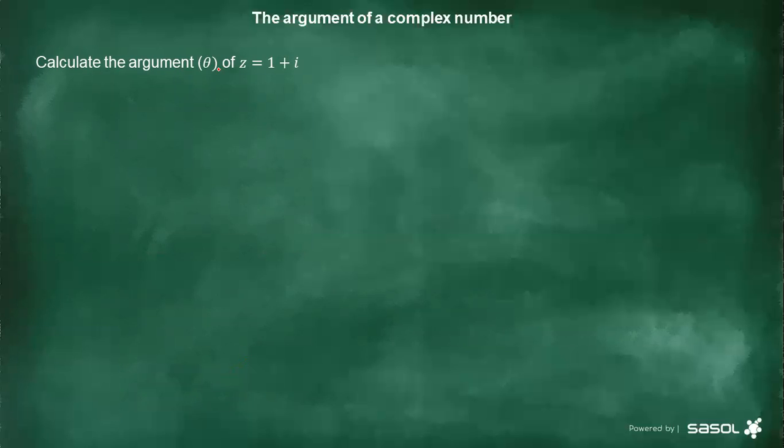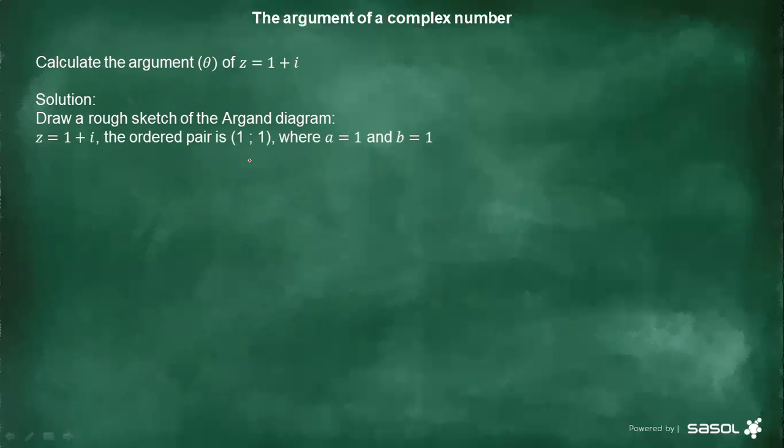Calculate the argument theta of the complex number 1 plus i. Solution. Before you can calculate the argument, you need to draw a rough sketch of the Argand diagram so that we can see where our terminal arm is, because that is really very important. We need to know the quadrant so that we can calculate that argument. From there, we have to determine the point first. We can see the ordered pair is (1;1), which is x is 1 and y is 1, where a equals 1 and b equals 1.